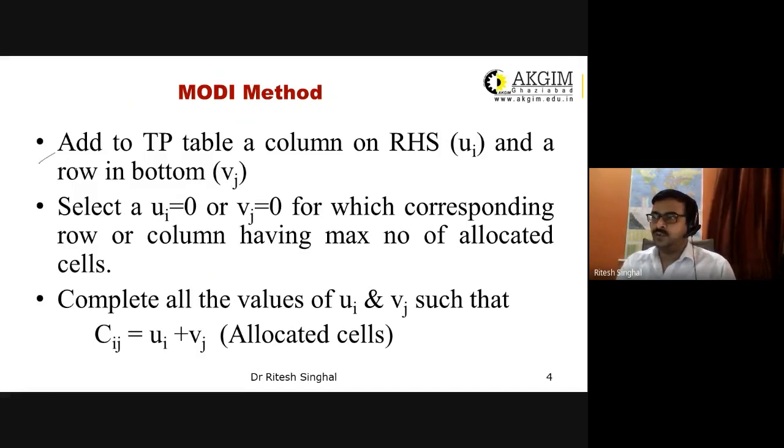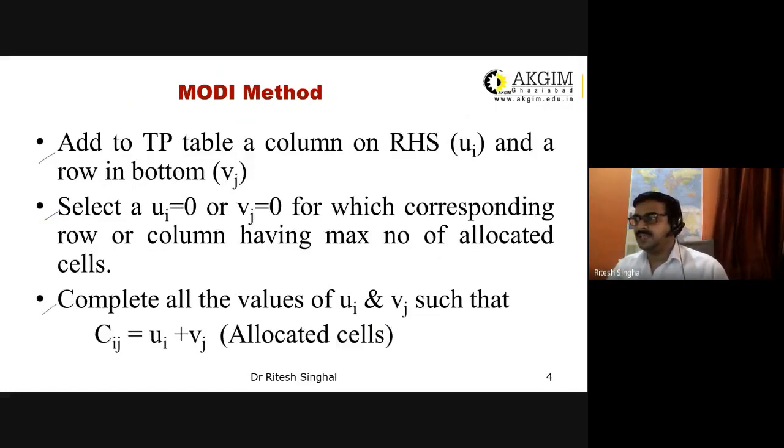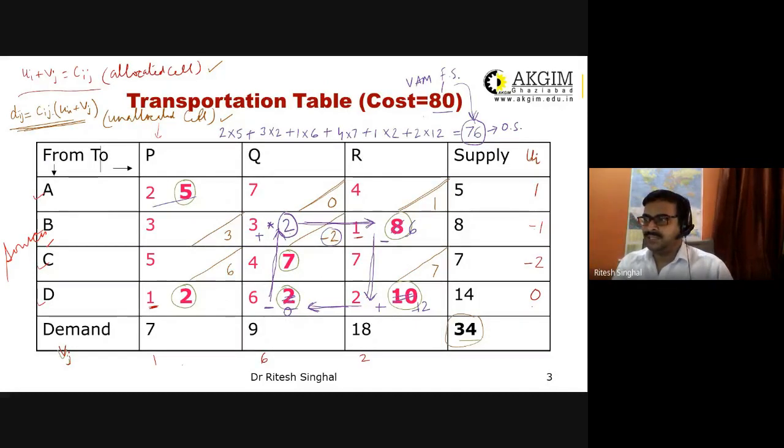First, we have to add Ui and Vj at the top and bottom, set any value of Ui and Vj, and complete all the values for the allocated cells. Then calculate the cell evaluation, that is Dij, also called the opportunity cost for each cell. So calculate Dij. If all Dij are positive, for example, if all values of these brown color cells are positive, it means this is already an optimal solution, and we do not need any loop to modify this solution, because it was already optimal.